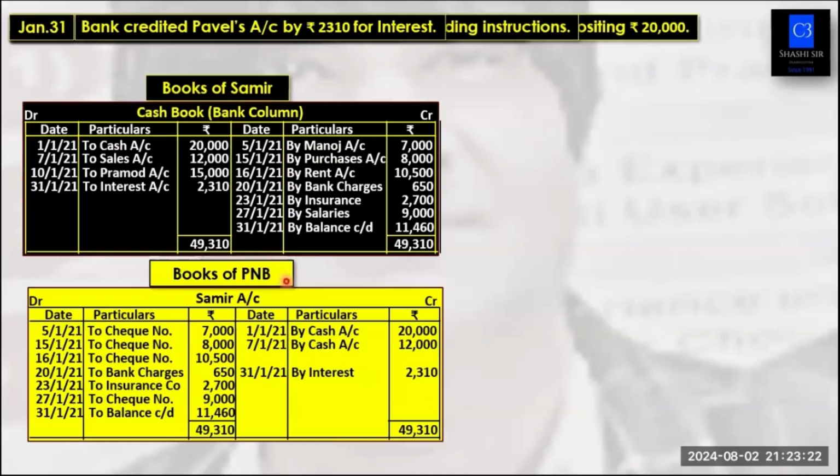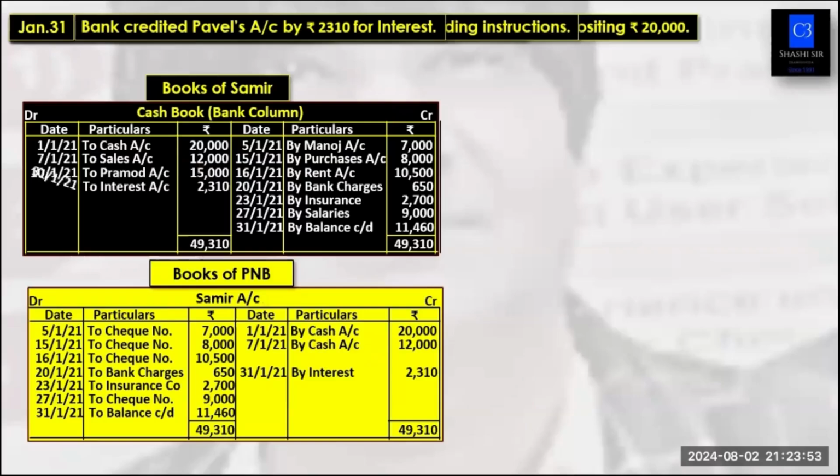This 15,000 is appearing on the debit side in the cash book, because Mr. Samir has received the check from Mr. Pramod. So he has debited his cash book and Pramod has been credited. But the bank has not yet realized the amount of this check. So bank has not credited Samir's account yet.